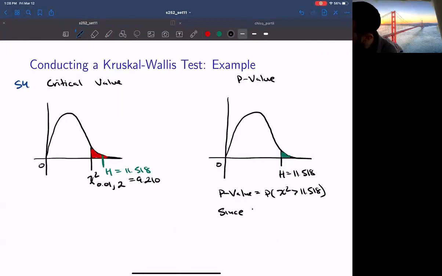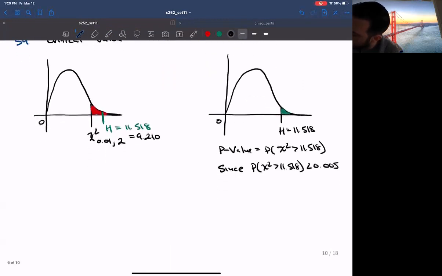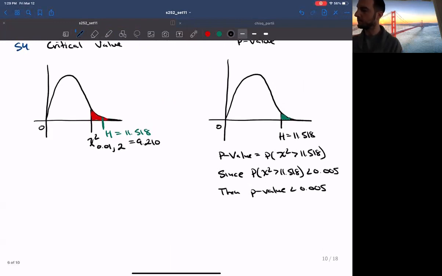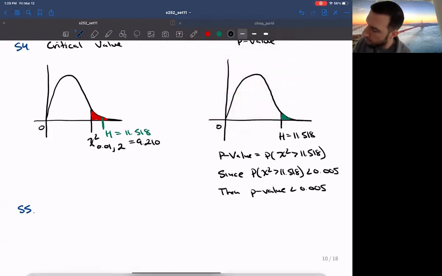So we can say since the probability that a chi-square exceeds 11.518 is less than 0.005, then the p-value is less than 0.005. Okay, so then based off of either approach, we can reject the null.